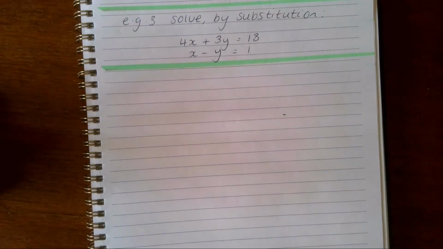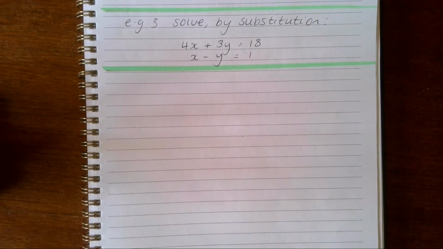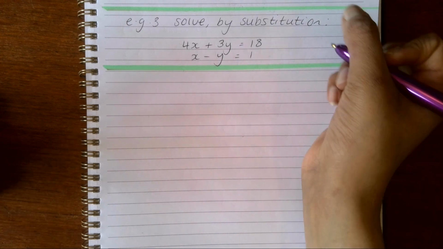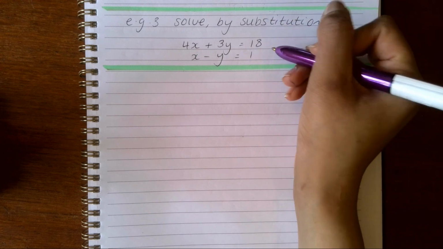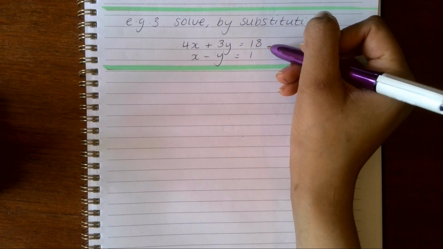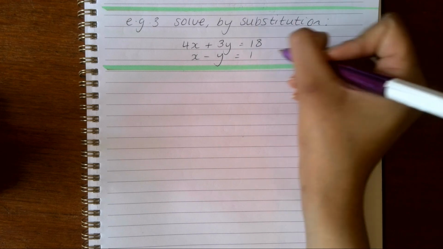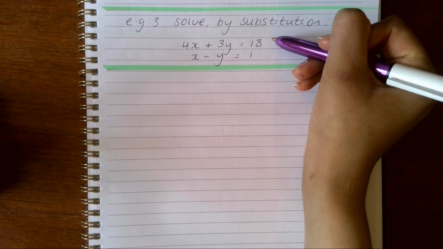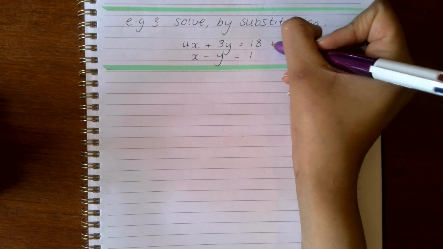Now, they could specify to solve by substitution, okay? And it's a slightly different method, but you're essentially still trying to find x or y. Now, the first thing you want to do is, you've got two linear equations here. We're trying to get x equals something or y equals something to then substitute into the other equation. So I'm going to call that 1 and I'm going to call that 2.